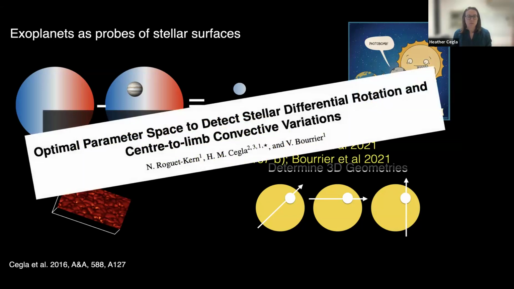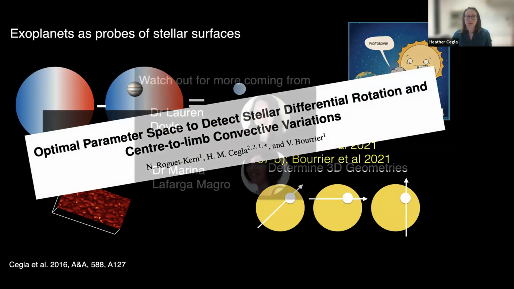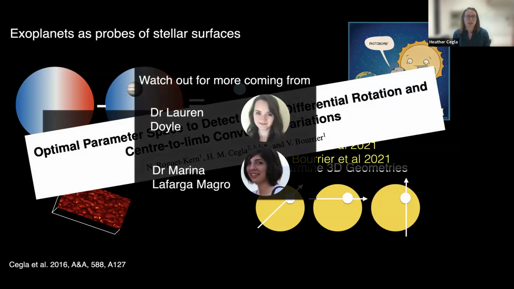And I want to highlight some work by a student from Geneva who looked at, okay, if you're using this technique, where's the optimal place to probe differential rotation and convective center-to-limb variations, as well as just highlight that Dr. Lauren Doyle and Dr. Marina Lafarga are continuing to work in this area. They've now transitioned to working in Dave Armstrong's group here, focusing on the Neptune desert, but they've got a handful of various interesting RM systems that will be coming out in the near future. So stay tuned there.